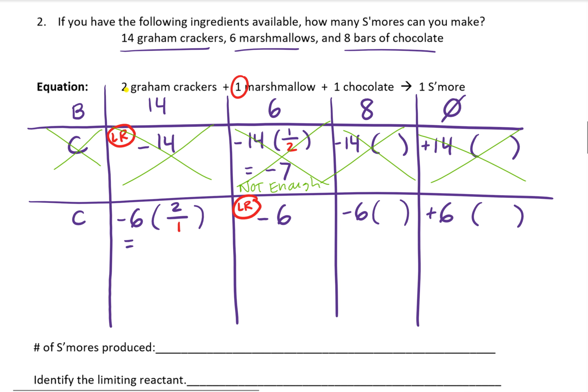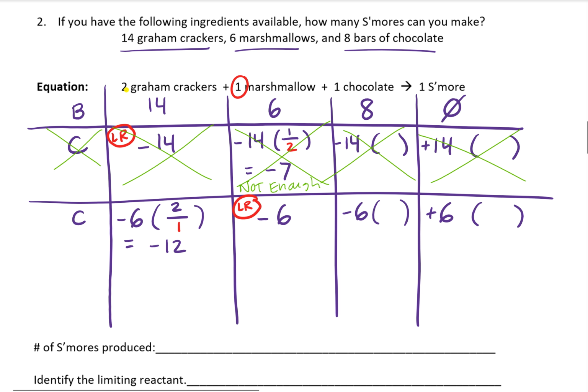So for the graham crackers, 6 times 2 is 12. And you pause and reflect. Do you have enough graham crackers? Yes, you do. There's 14 available. We only need 12 for the change, so I'm going to continue.